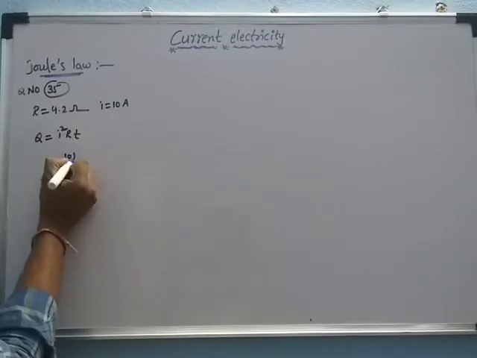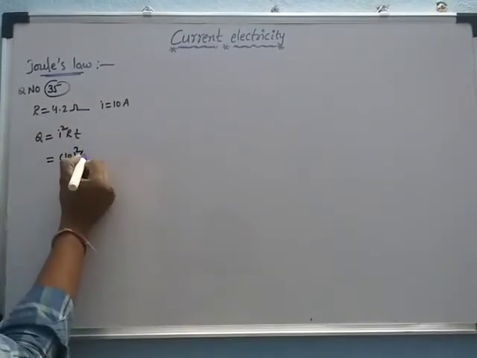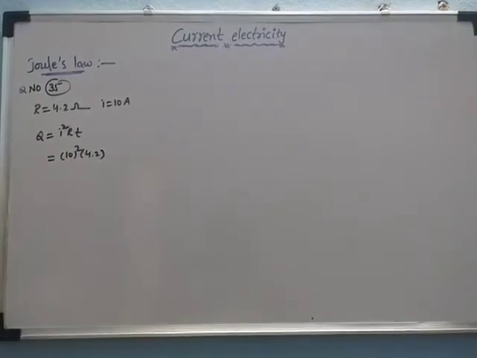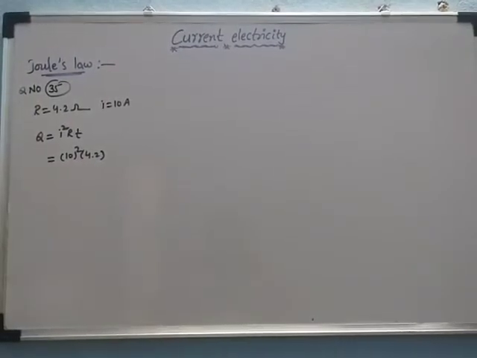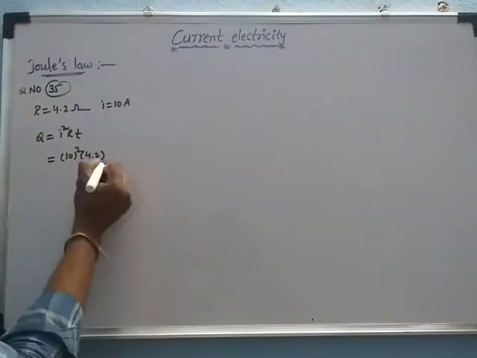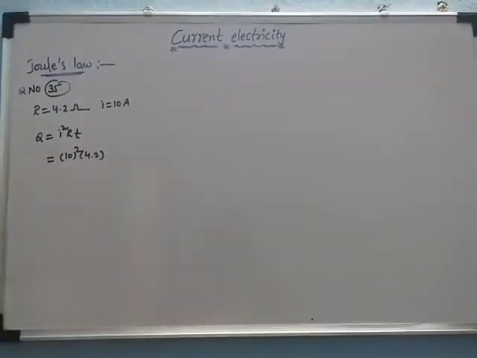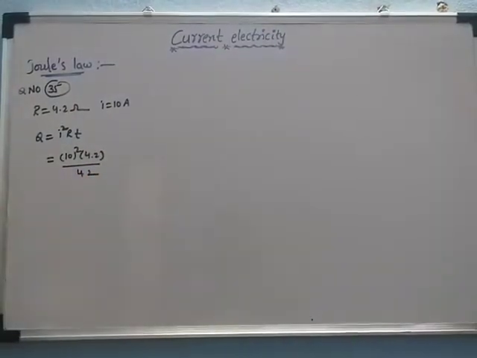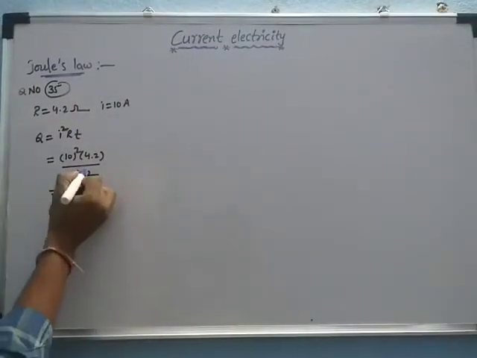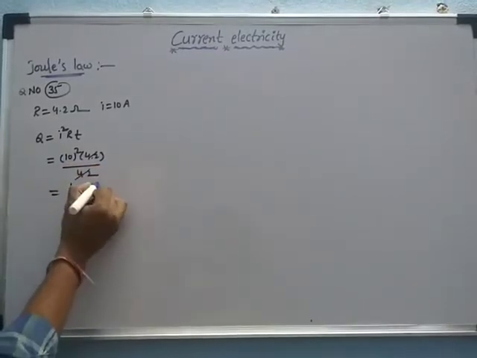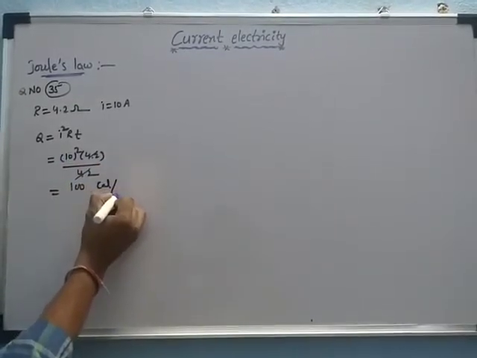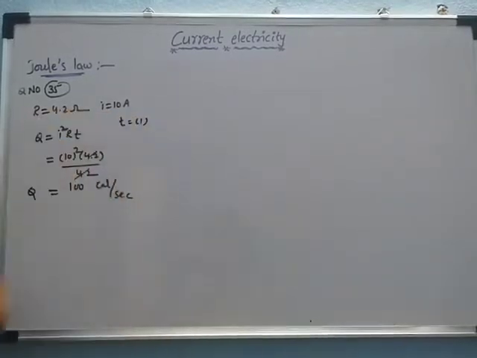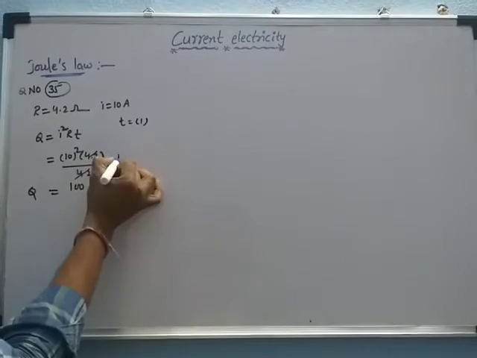Current, how much is that? 10 whole square. Resistance, how much is given? 4.2. And the time, we can write divided by 4.2 per second here. That is 10 square into 4.2, that is 100 calorie per second. This is for time t equal to 1 second.